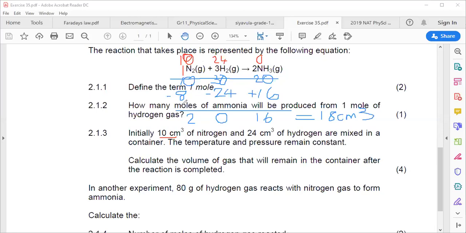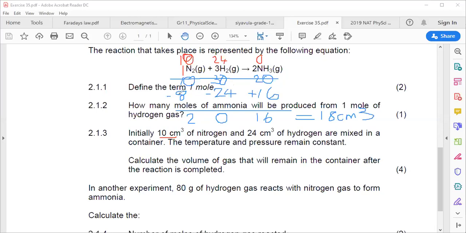Like you are baking. If I use the flour, do I still have the flour? No, I no longer have the flour. The flour has been converted into a muffin or something like that. So whatever I'm using, I'm subtracting. Whatever I'm forming, I'm adding.